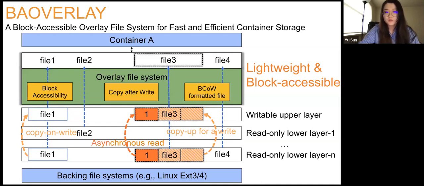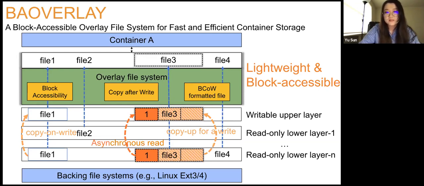Even writing a tiny portion of a file will copy up the whole file, which will negatively impact performance. To this end, we propose a new file system, BA overlay, which is a lightweight, block-accessible file system. It has 3 features: block accessibility, copy after write, and a highly compact file format, bcopy and write. First, BA overlay writes in block granularity rather than file granularity. Second, BA overlay uses the copy after write mechanism, which changes the sequence of copy and write, doing the copy from the lower layer asynchronously.